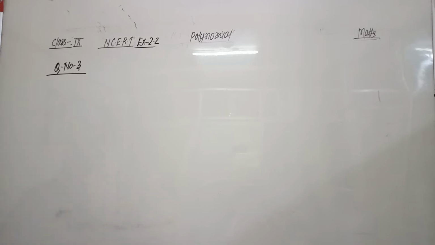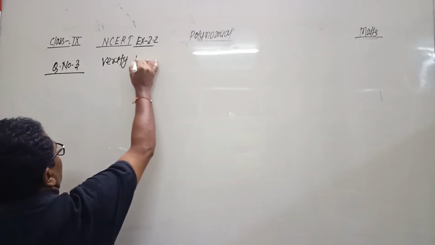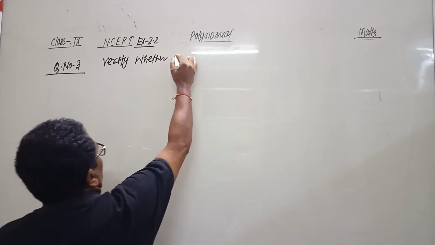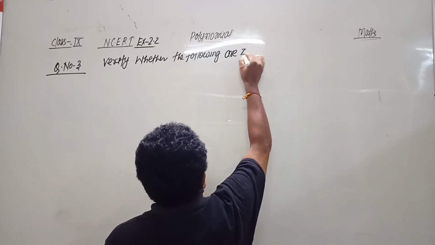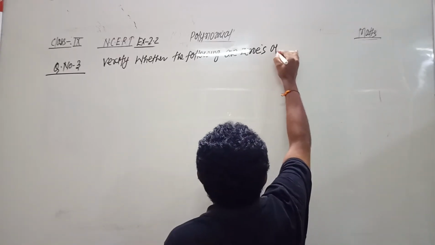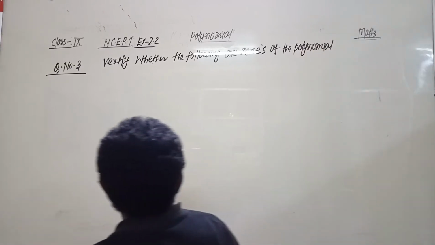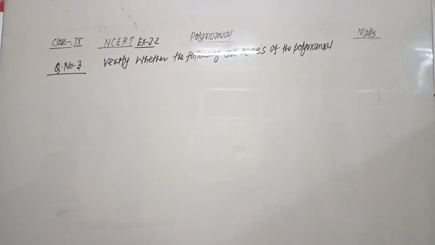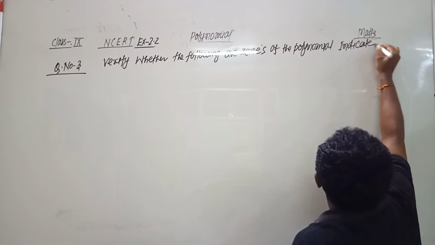In question 3, verify whether the following are zeros of the polynomial indicated against them.